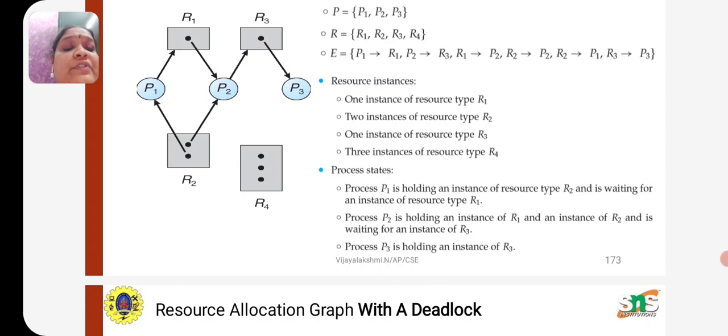In the next video, we will see an example of a resource allocation graph with deadlock occurrence.